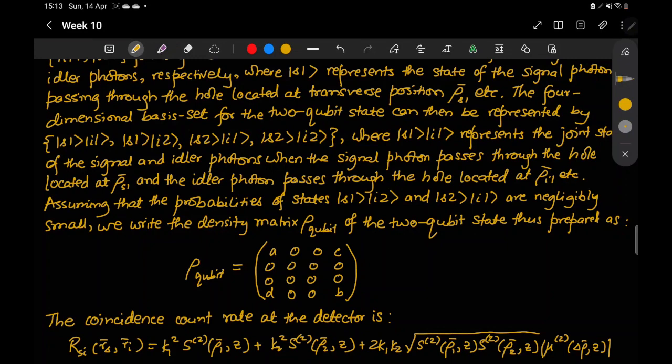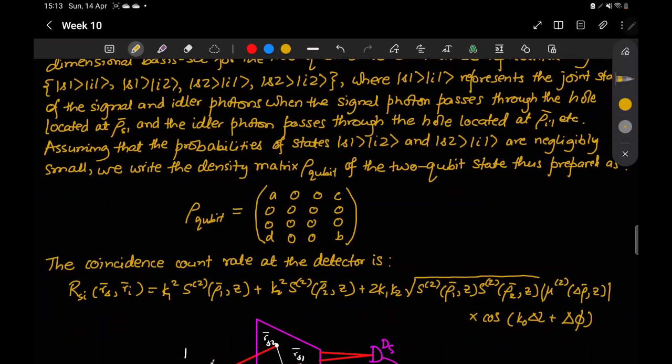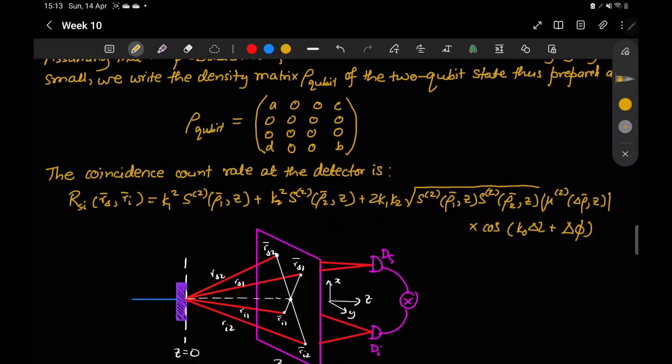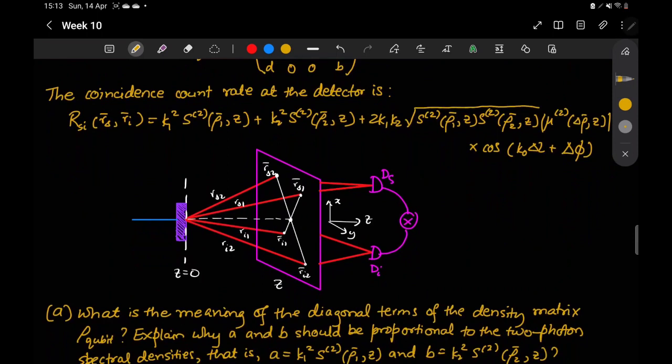Assuming that the probabilities of states S1I2 and S2I1 are negligibly small, we write the density matrix rho qubit of the 2-qubit state thus prepared as follows. The coincidence count rate at the detector is given by this expression. This is for spatial. And then we have the question parts.